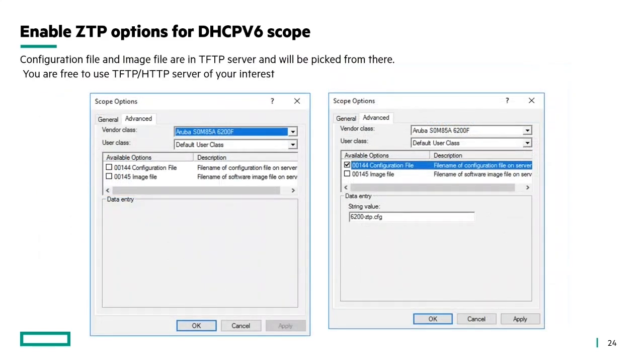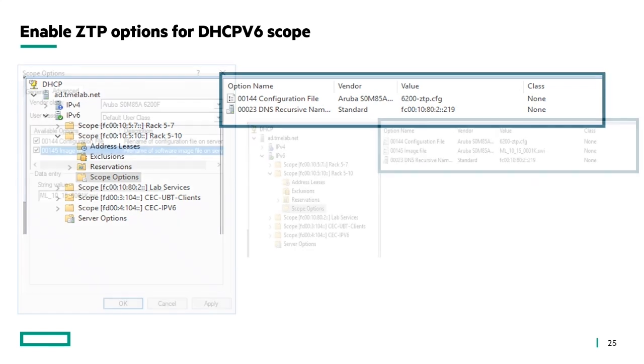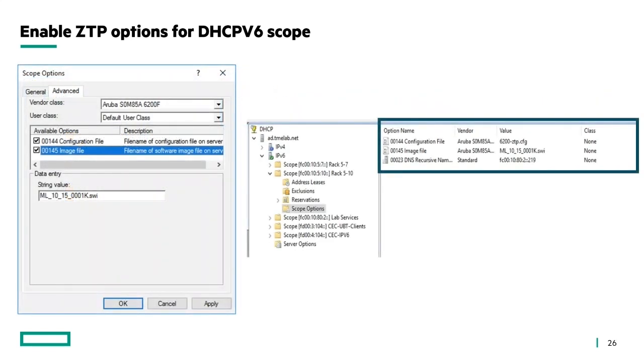So I'm trying to enable the config file here, and my string value, that is the name of the config file that I have on my TFTP server, is this 6200 ZTP config. I'm also going ahead and checking if this is enabled, and you will see that the config file scope has been enabled and it comes up here as 144. And I also do the same for my image file. So this is the image that I'm trying to load.